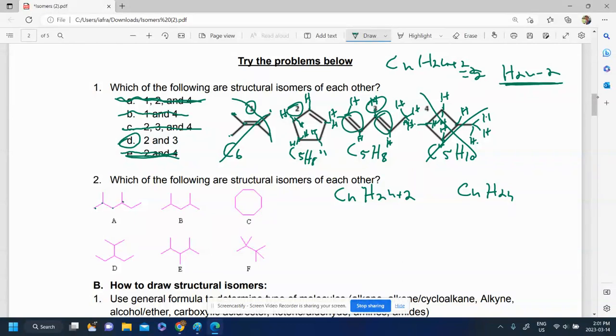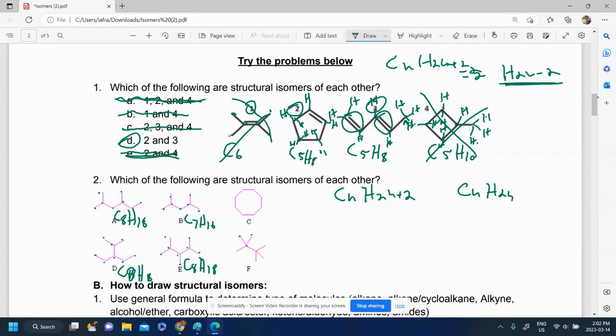So here I have 1, 2, 3, 4, 5, 6, 7, 8. So that's C8H18. Here we have 1, 2, 3, 4, 5, 6, 7. C7H16. For D, I have 1, 2, 3, 4, 5, 6, 7, 8. C8H18. For E, I have 1, 2, 3, 4, 5, 6, 7, 8. C8H18.